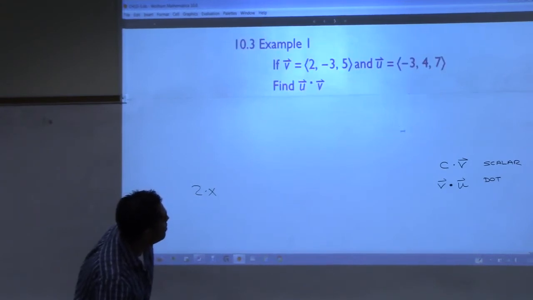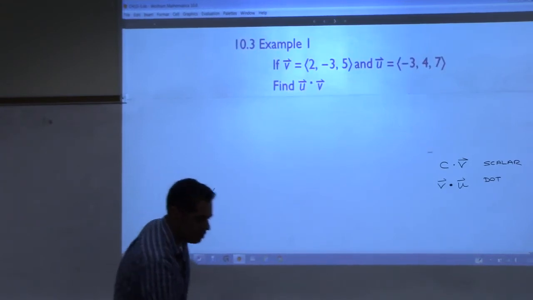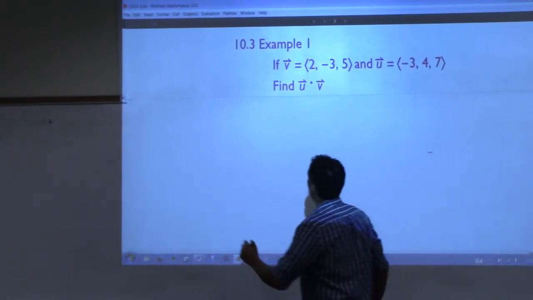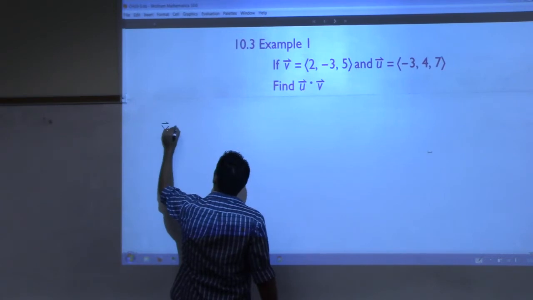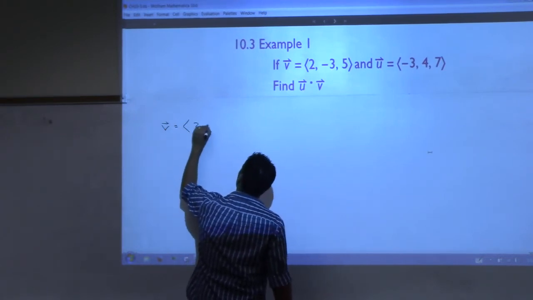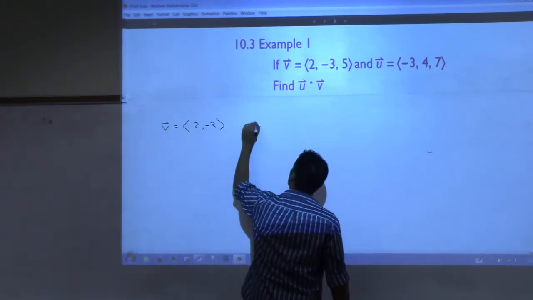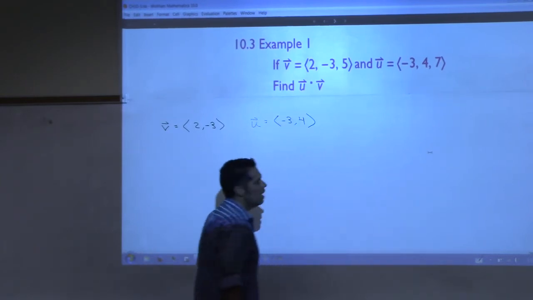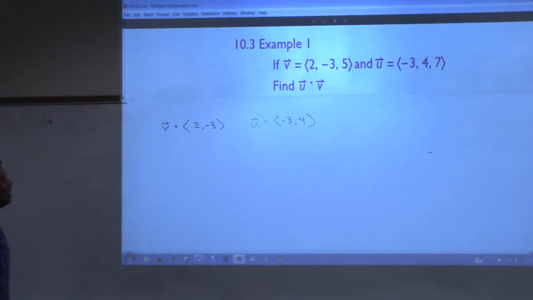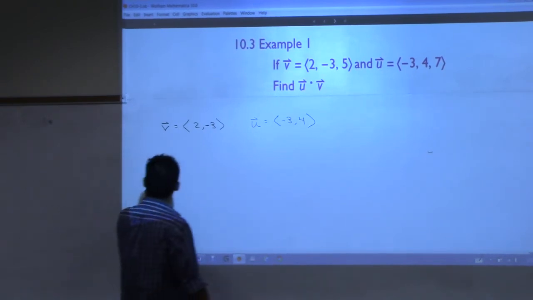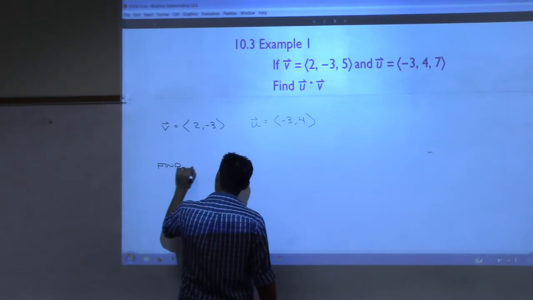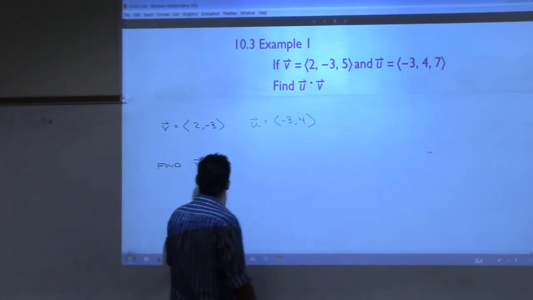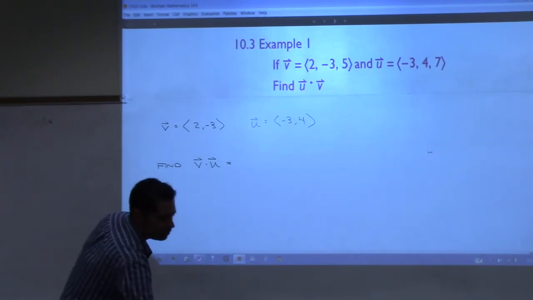So we're going to do an example, but I'm going to have to make up my own. I'll just adapt those vectors up there. I'll just cut off the other component. So let's do v is 2, -3, and u is -3, 4. Okay, so you got 2 vectors. And I want to find the dot product. Find v dot u.